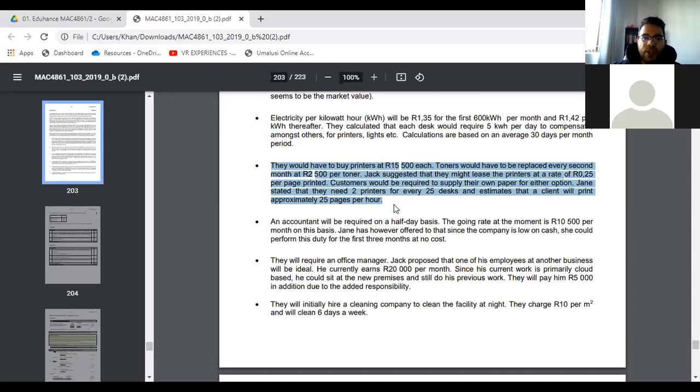An accountant will be required on a half-day basis. The going rate at the moment is 10,500 Rand per month on this basis. Jane has however offered that since the company is low on cash, she could perform this duty for the first 3 months at no cost. Remember we're doing a 24-month period over here. So of the 24 months, she's going to do 3 months, so we're going to need an accountant for 21 months.